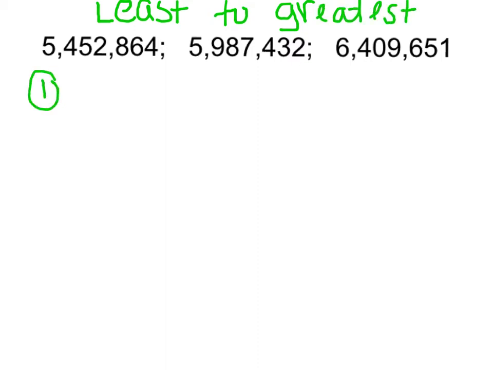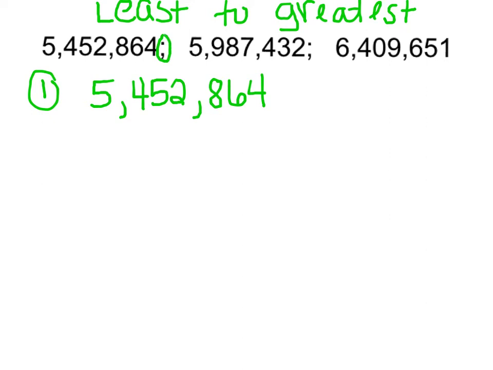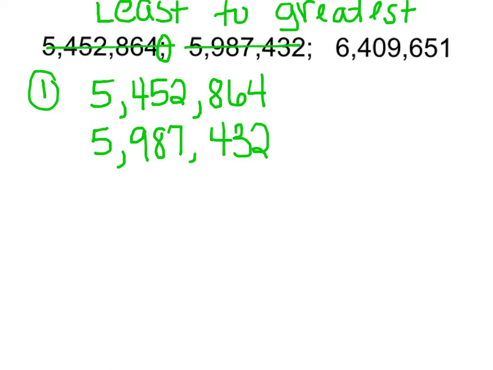So my first step is to line up the numbers. So I'm going to stack them on top of each other. I'm going to just start with this first one, 5,452,864. Then I'm going to move to my next one, and I see the semicolon that signifies a new number, 5,987,432. I've done that one. Now I'm going to go to this last one, 6,409,651.